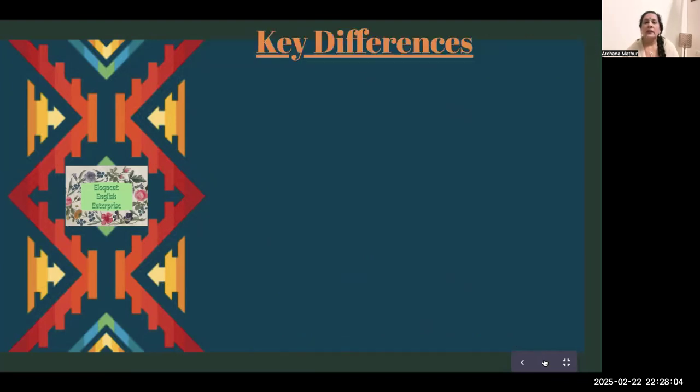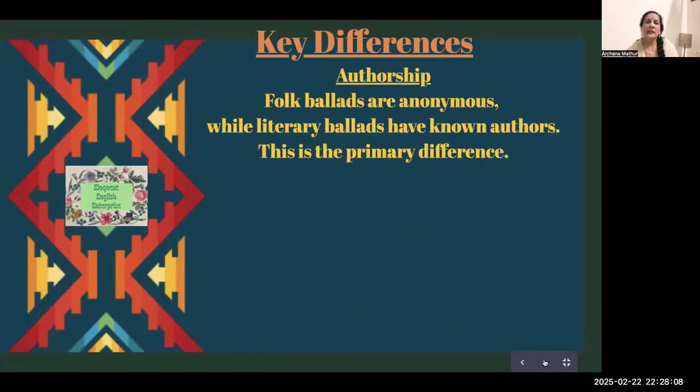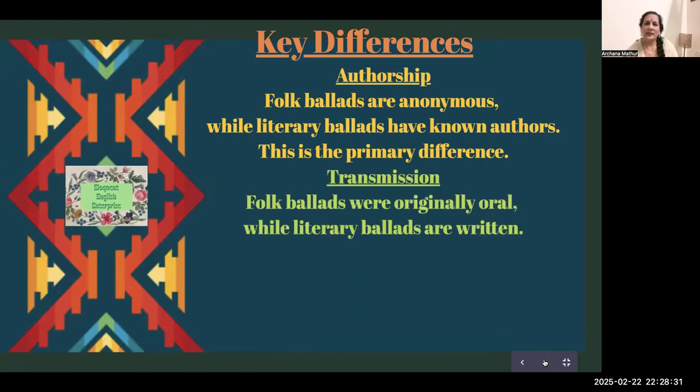The key differences between a ballad and a folk ballad. First, in, you can say, the authorship. So folk ballads are anonymous, while literary ballads have known authors, and this is the primary difference. Folk ballads, who wrote, where did they originate from, is not clear, but literary ballads definitely have known authors, and that makes the primary difference.